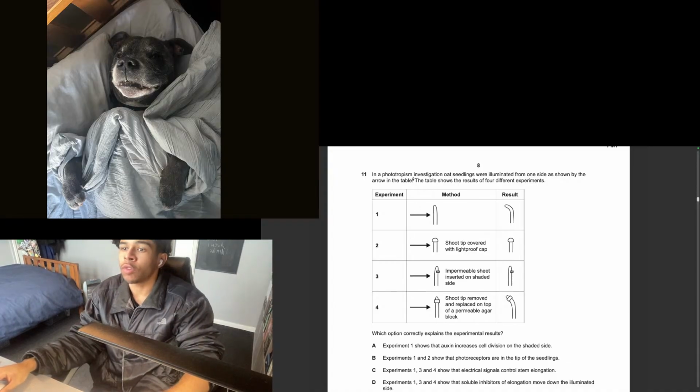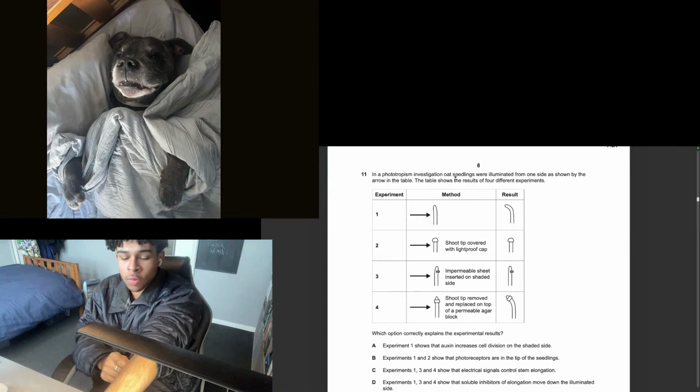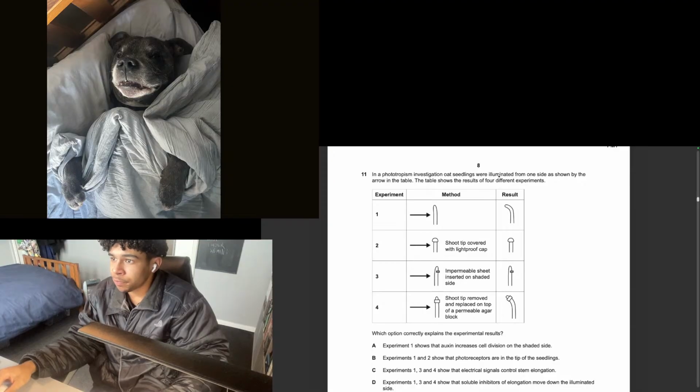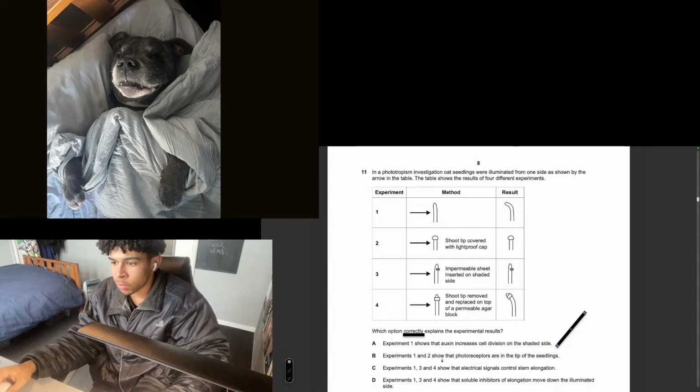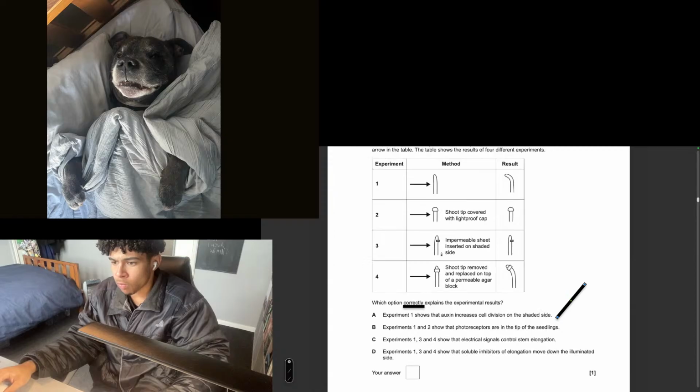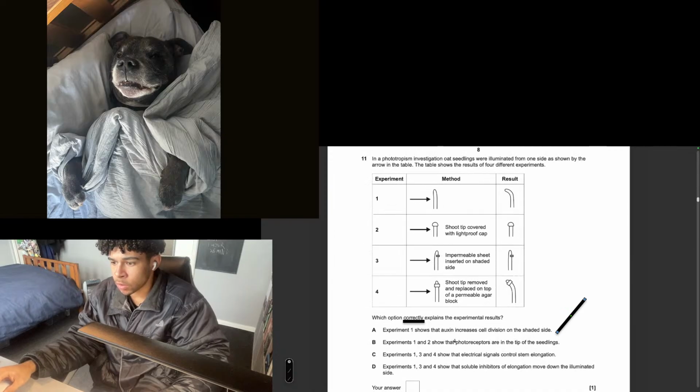Okay, so I should have read the question. Usually, I can just skip straight to the thing and assume I know it. Okay, the arrow is illumination. Okay, experiment 1 correctly explains... Experiment 1 shows that auxin increases cell division on the shaded side. Yeah, that's right. Experiments 1 and 2 show that photoreceptors are in the tip of the seedlings.